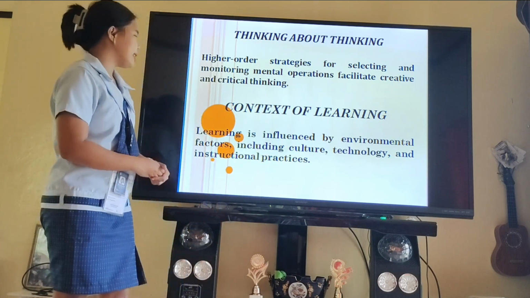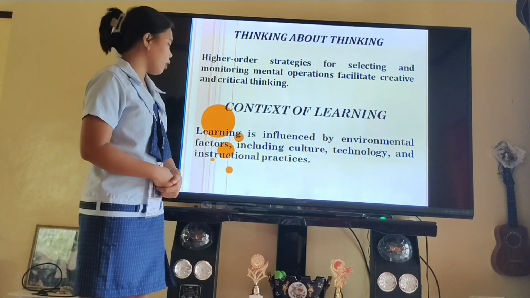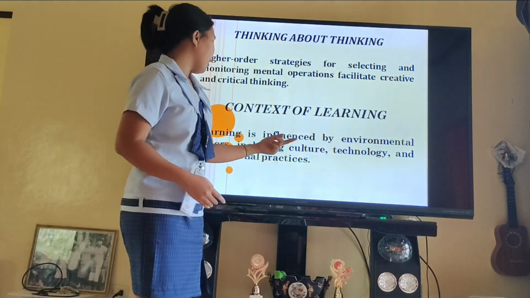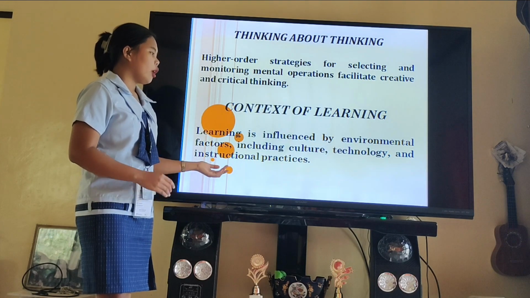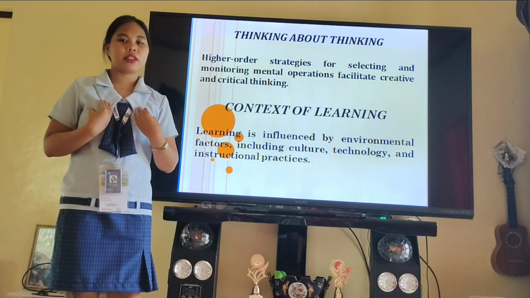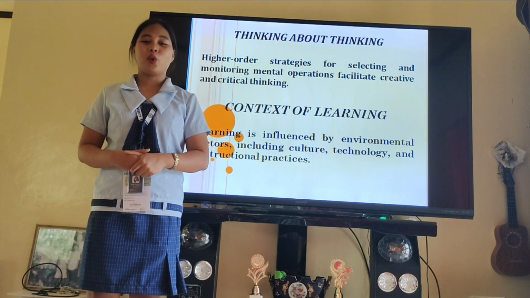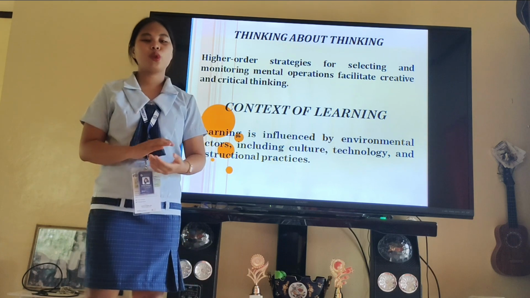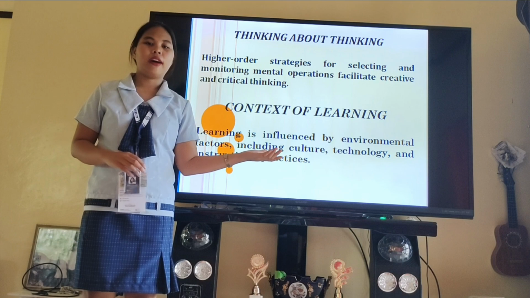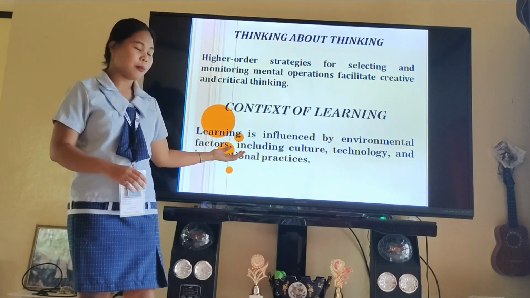The next one is the context of learning. Learning is influenced by environmental factors, including culture, technology, and instructional practices. In learning, it will be based also on our culture. There are other cultures that don't believe that education is the best way to have a good future. So it also depends upon the culture in learning processes.